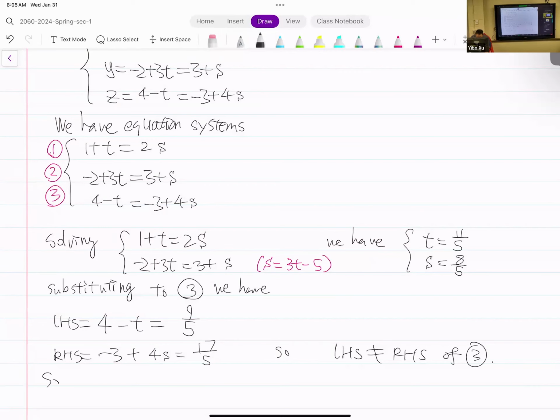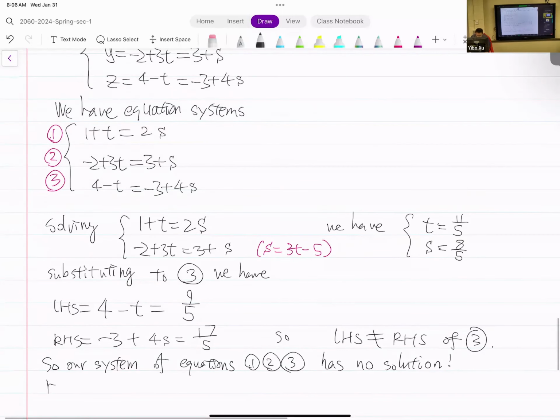So our system of equations 1, 2, and 3 has no solution, hence L1 and L2 do not intersect.